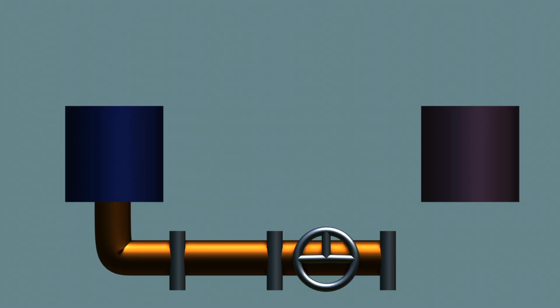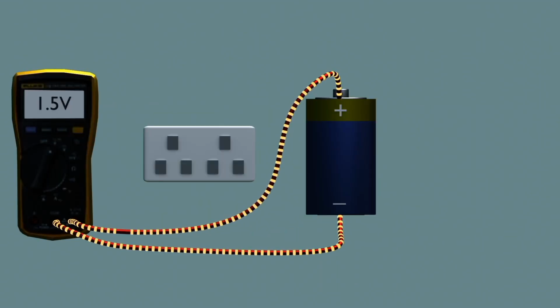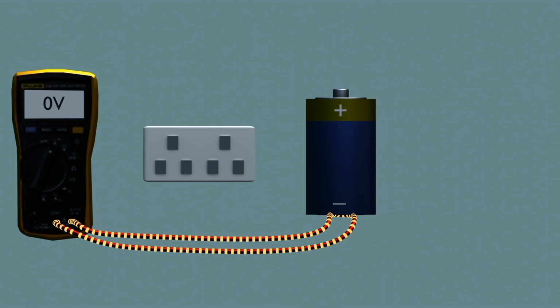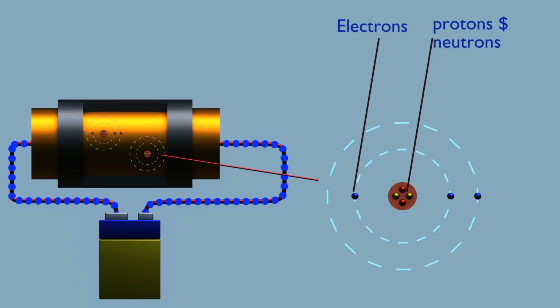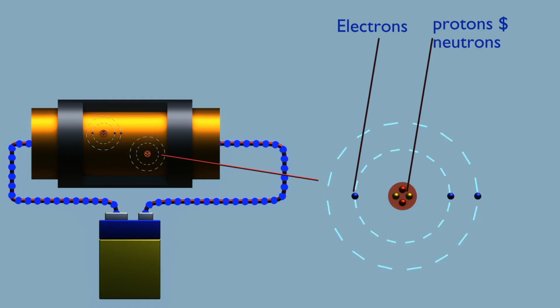Voltage is like pressure in a water system, and we measure it using a voltmeter between 2 points. When measuring across a battery, we get 1.5 volts. But measuring the same point gives 0 volts because there is no difference. Some materials, like copper, allow electrons to flow easily and are called conductors, while others, like rubber, are insulators.